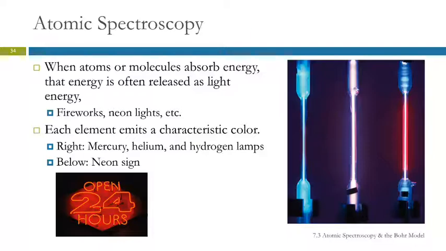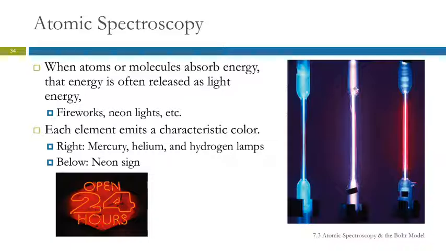Atomic spectroscopy. When atoms or molecules absorb energy, that energy is often released as light energy. We observe this in fireworks and neon lights. Each element emits a characteristic color. Here on the right we have three different lamps. They have gases in them. This has mercury, this is helium, and this is hydrogen.